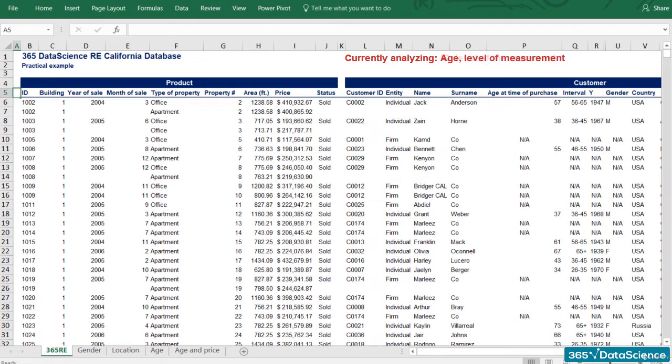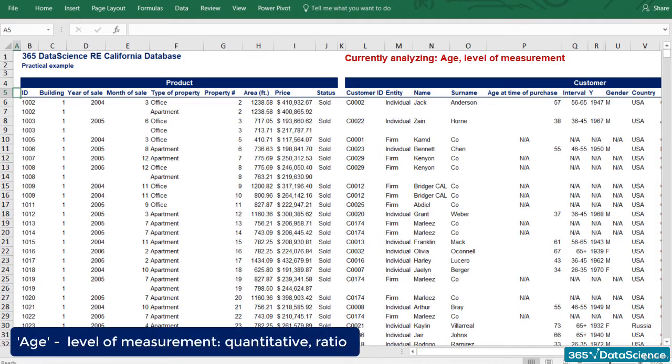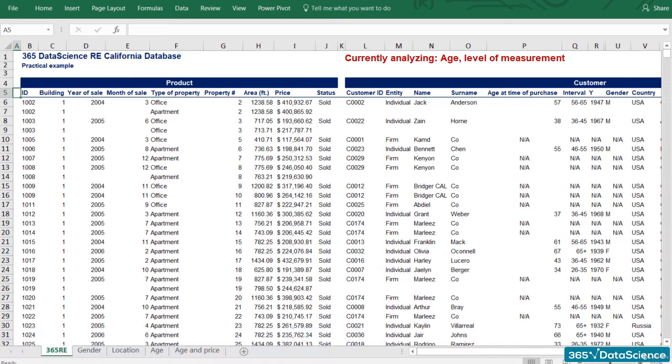The next variable we'll have to examine is age. Age is rather interesting. The level of measurement is quantitative, ratio. A rule that is used for verifying ratios is asking the question, is there a true 0 point? Well, for age, it is obvious that when you were born, you were exactly 0 years old. That's the true 0 point. So, we are safe.